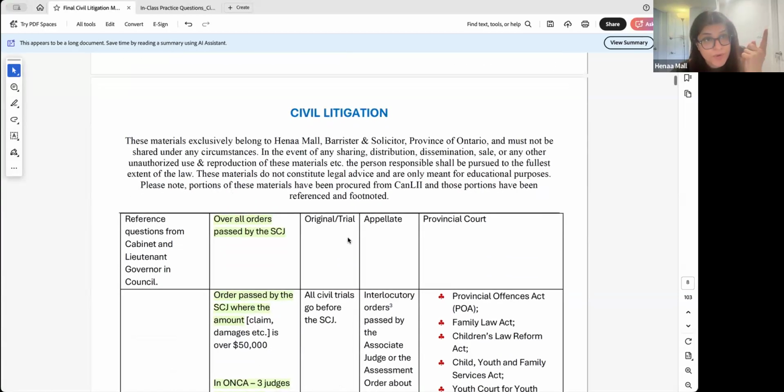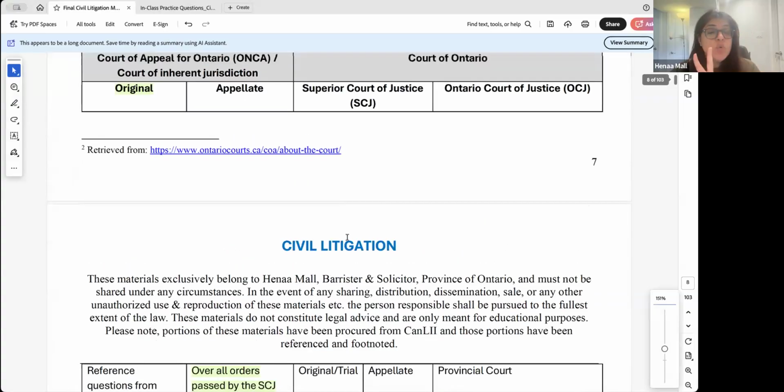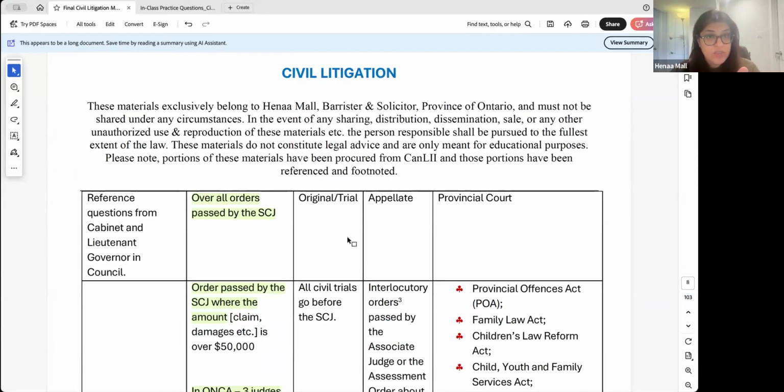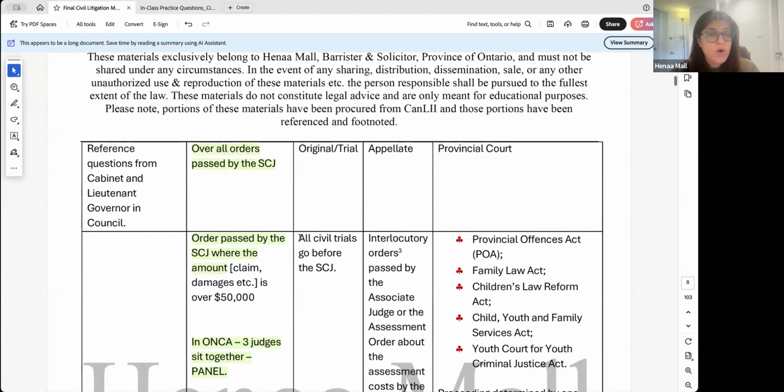Now, when it comes to the Superior Court of Justice, once again, there are two types of jurisdiction: original and appellate. All civil trials go before the Superior Court of Justice, period. If it's a civil trial, it is going to go before the Superior Court of Justice. Now, for appellate jurisdiction, all the interlocutory matters. So what is an interlocutory matter? An interlocutory matter is known as an interim matter, like an interim order.